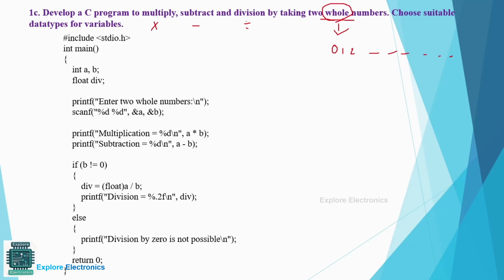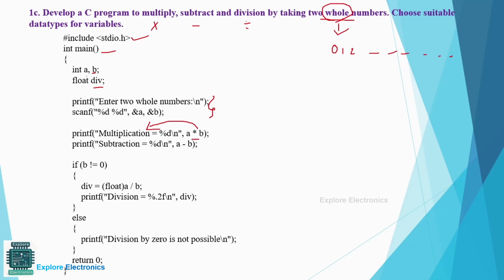Now let us go to the program. First, the header file, then int main. Here I have declared two whole numbers a, b, and for division I have included div. First printf is enter two whole numbers. Here the user has to enter two whole numbers. Fine. And next is printf. Here multiplication, a multiplied by b. The value it multiplies and it prints over here.